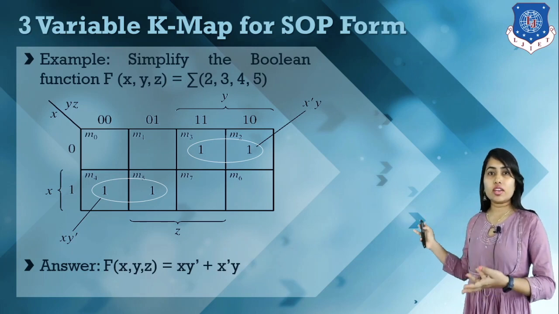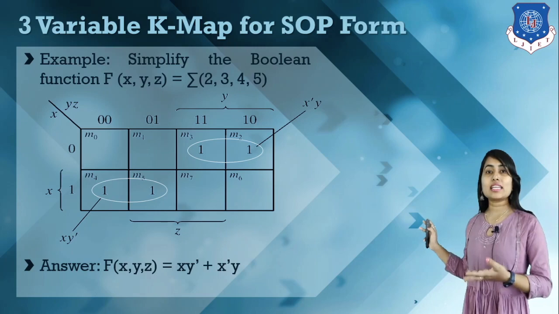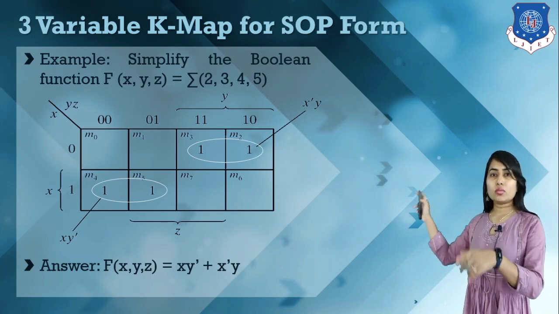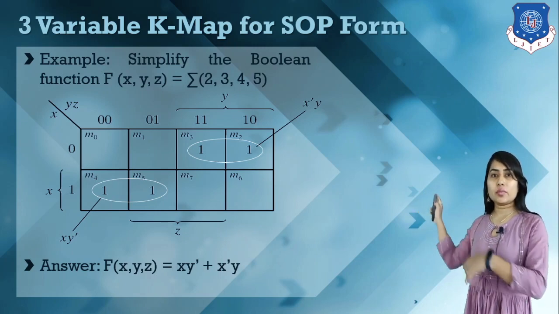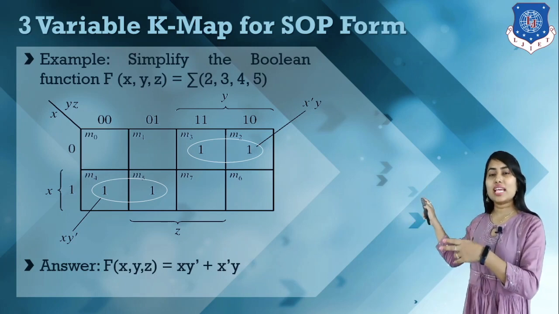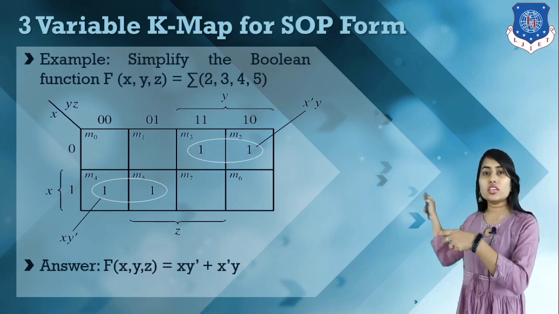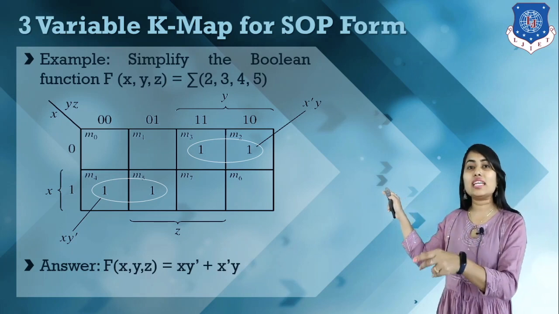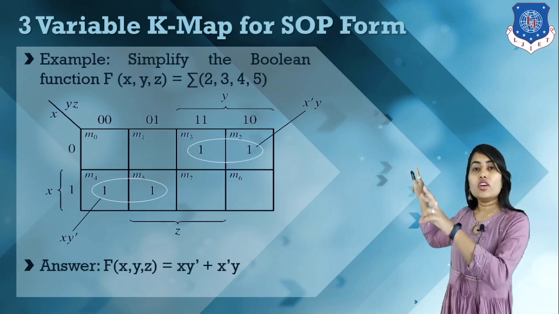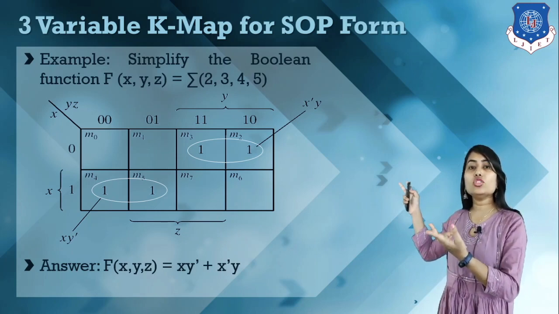Then, can we make a group of 4? No. So we have a next option, that is a group of 2. Can we make a group of 2? Yes, we can make a group of 2 like this. Here we have a group of 2, and if we write the logical function for this group, in this direction we have a common value, that is x dash, and for the vertical direction, if we look, here we have a common value, that is y.